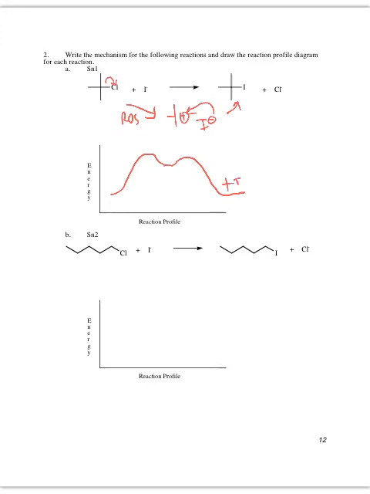So we have our tertiary iodide and tertiary chloride. Here we have our cation, and then this is transition state number 1, and this is our transition state number 2. Sorry, I put those backwards.